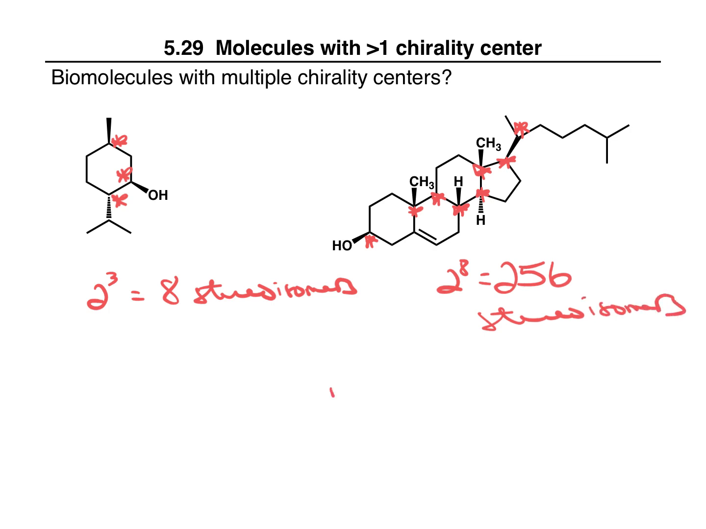But Mother Nature makes only one of each of these. The enzymes that are responsible for biosynthesis, so synthesizing these compounds naturally, are very specific. We had talked earlier about how it's difficult to be able to make only one enantiomer, but Mother Nature can do that with complete selectivity. So we are not walking around with 256 different versions of cholesterol in our bodies. We just have one version of cholesterol. Mother Nature is very specific when it comes to stereochemistry.